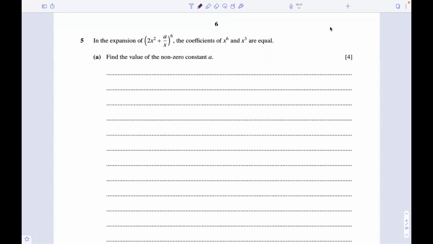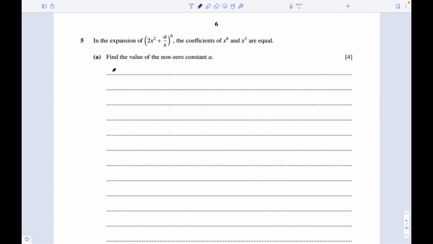This question is about binomial expansion, and it says that the coefficients of x power 6 and x power 3 are equal, and we have to find the value of the non-zero constant a. Now, the first step is to understand how to find the coefficients of x power 6 and x power 3 in terms of a.